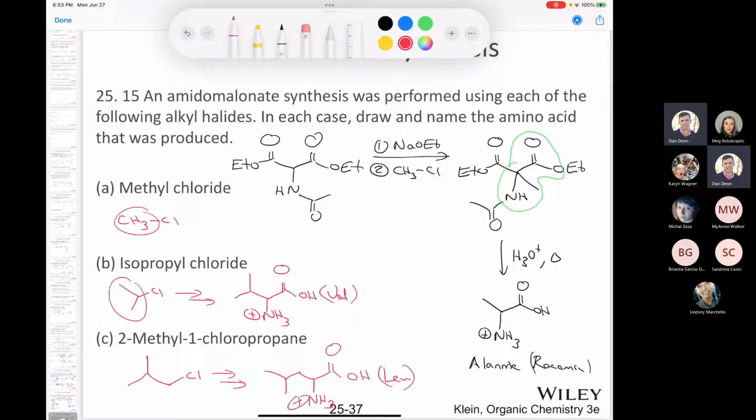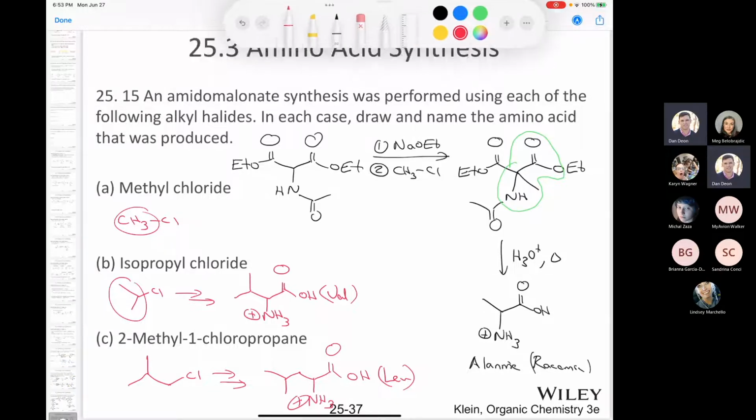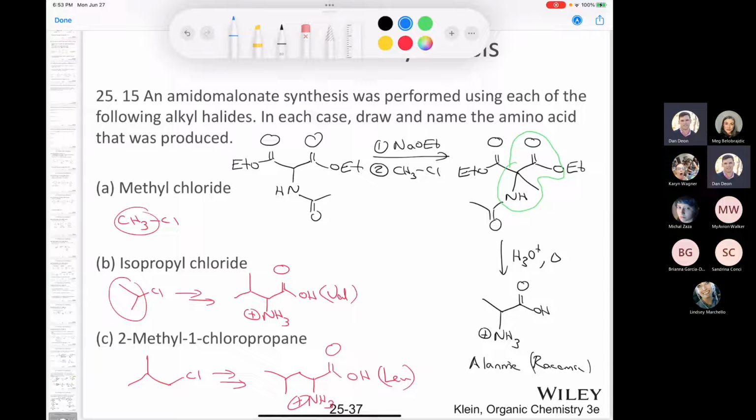And there's my positive charge. And everything is racemic. So I'll put here, this synthesis is racemic. We always end up with a racemic mixture with this synthesis.